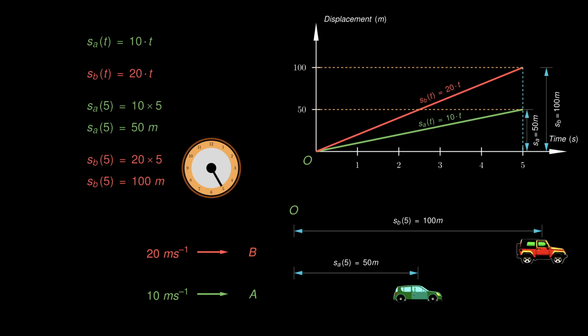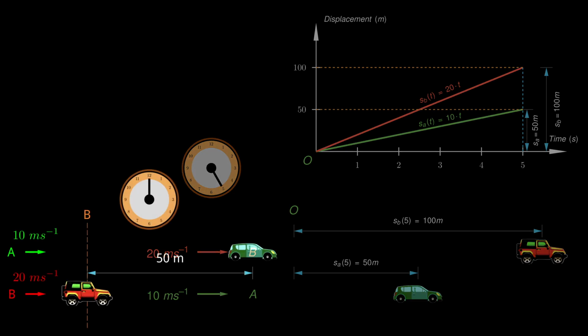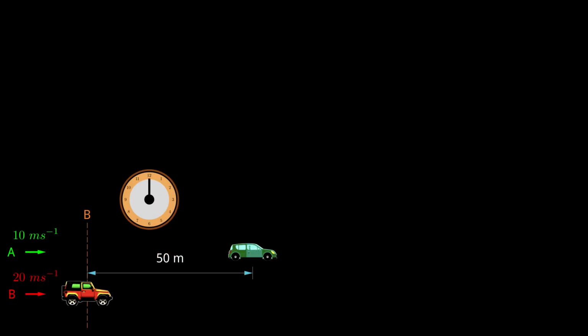Now that we've explored how to draw displacement time graphs when dealing with two vehicles, let's move on to the next example with a slight twist. In this scenario, we again have two vehicles, A and B, moving in the same direction, with velocities of 10 meters per second and 20 meters per second, respectively.